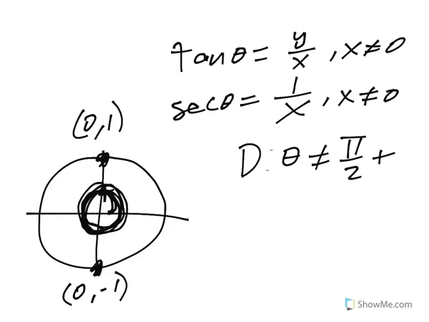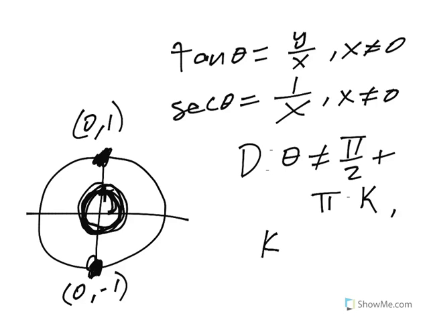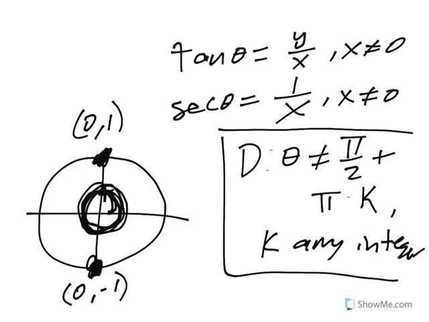Really any integer multiple of a half of a rotation will get me to another, starting here, it will get me to either here, because it was an even multiple of a half rotation, so a full rotation, or get me here, because it was an odd multiple of a half rotation. And so that's the domain. Oops, forgot to put k any integer. k any integer. And so that's the domain for both tangent theta and secant theta.